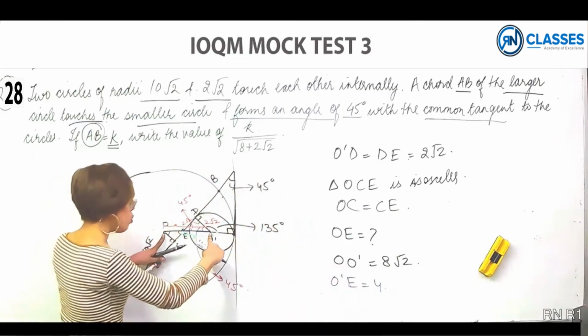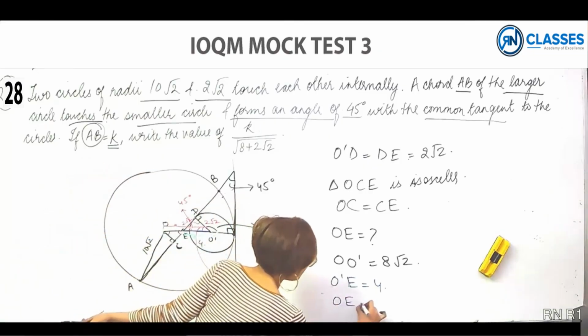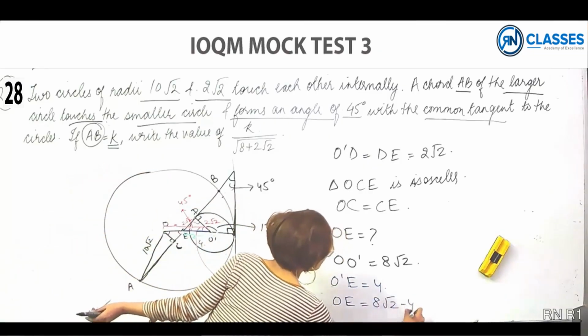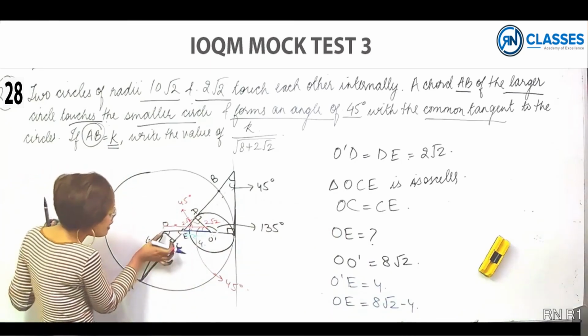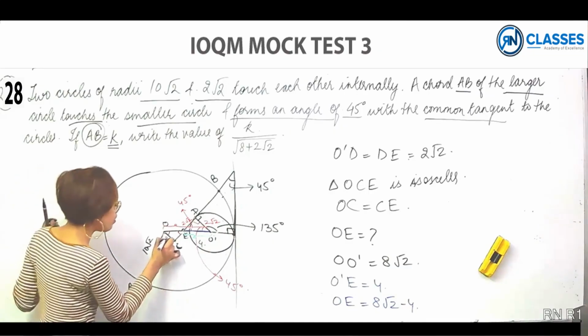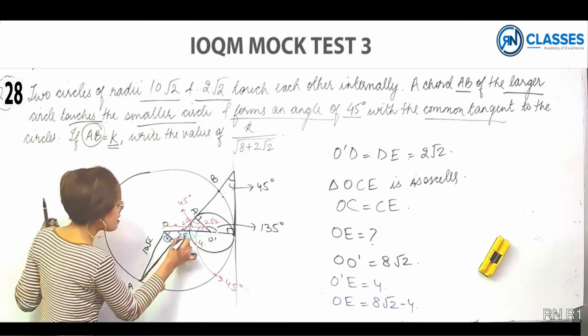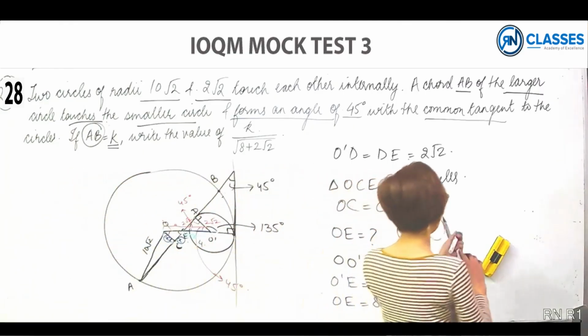Now this is 8 root 2. This is 4. That means OE length is 8 root 2 minus 4. Right? Done. I know this length. I need to find OC. Why? Because I need to find the length AC. Right? So put this OC as X. This is X. In triangle OCE, just apply Pythagoras theorem and your answer will be there.